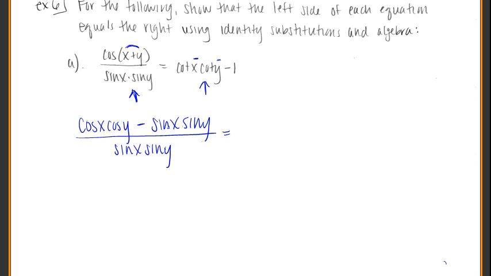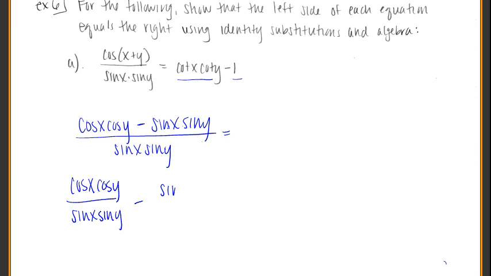Which is okay, because if we look over here to the right side of our equation where we're going towards, we want to actually make 2 terms. Right now I just have one fraction. If I have one fraction, I want to eventually make 2 terms. One term being cotangent x and cotangent y, and the other term being 1. Then I want to split this fraction up. I have cosine x, cosine y over sine x, sine y minus sine x, sine y over sine x, sine y.